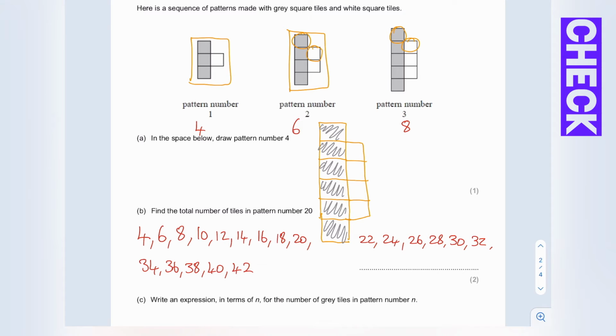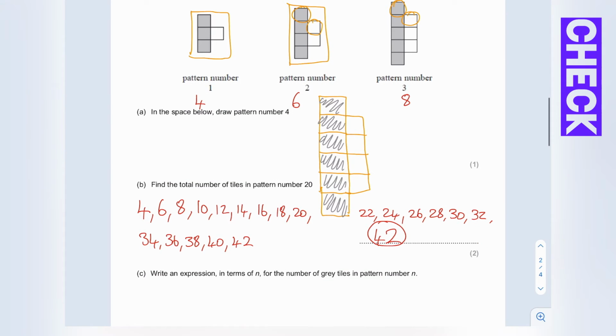So we can clearly see from this that we've got 42 tiles in pattern number 20. Another way you could have solved this is by working out the nth term and then substituting in the number 20.